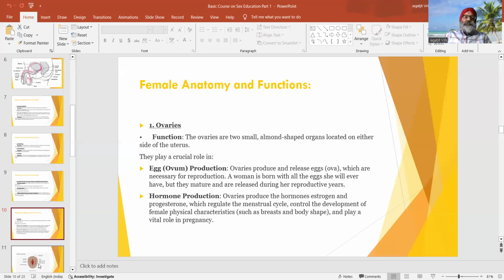Hormone production. Ovaries also produce the hormones called estrogen and progesterone, which are female hormones, especially, which regulate the menstrual cycle, control the development of female physical characteristics such as breasts and body shape, and play a vital role in pregnancy.